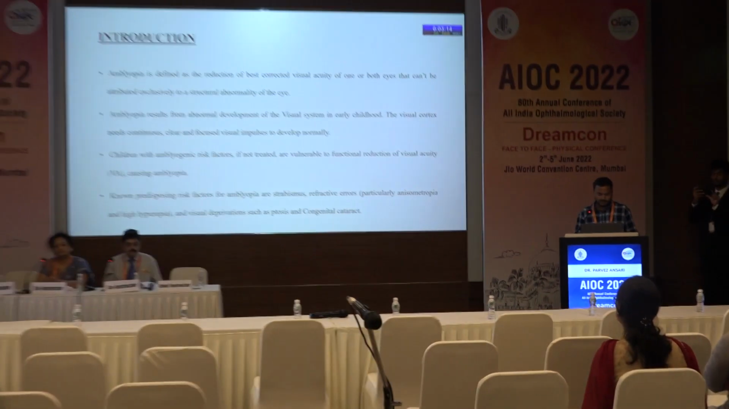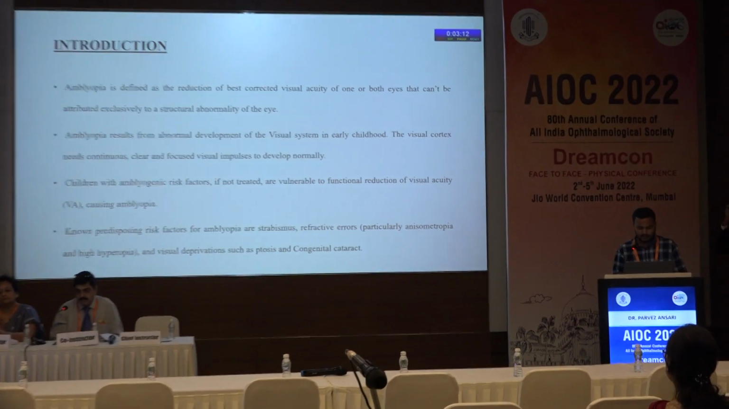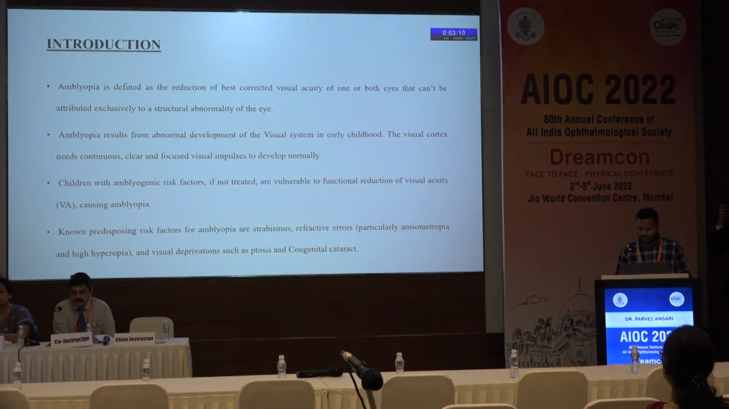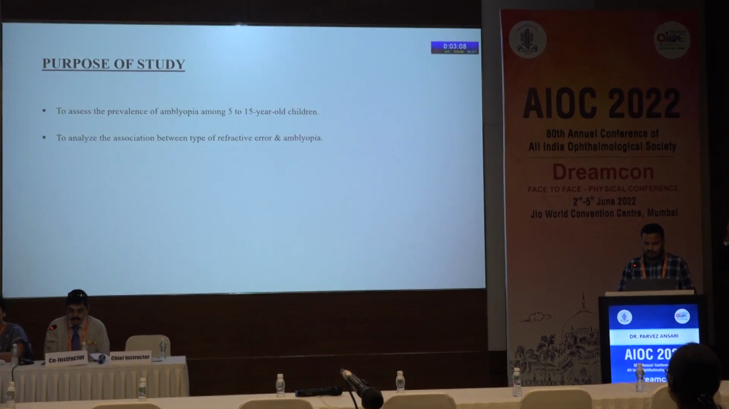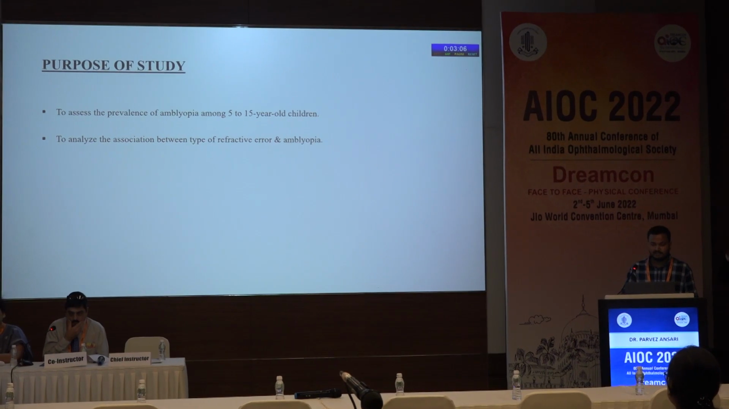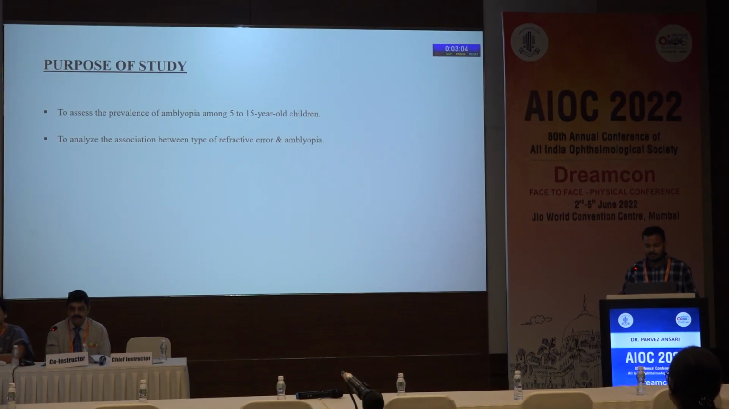Predisposing risk factors for amblyopia are strabismus, refractive errors, particularly anisometropia and high hyperopia, and visual deprivation such as ptosis and a congenital cataract. Purpose of the study is to assess the prevalence of amblyopia among the 5 to 15-year-old children and to analyze the association between the type of refractive error and amblyopia.